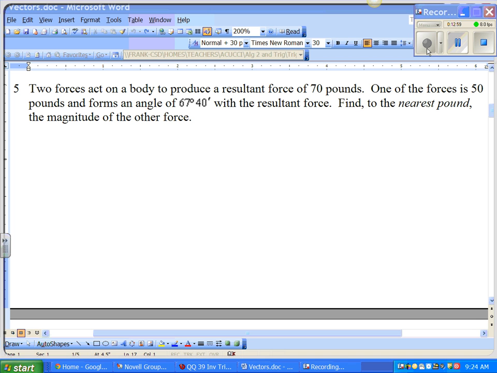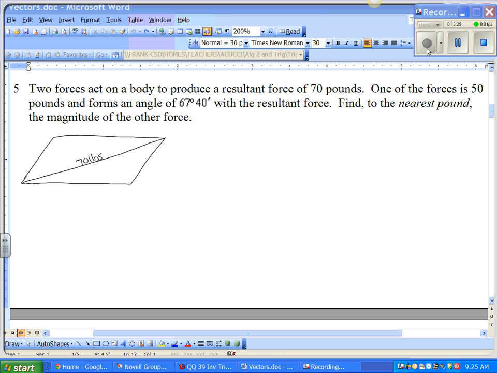So, first thing that I did was I drew a parallelogram, right, with the resultant. My parallelograms always look exactly the same. Do they always have to look exactly the same? No, mine just do. Two forces act on a body. Here are my two forces, acting on a body. Here's the body. That produced a resultant of 70. Where's that? The diagonal, so 70 pounds.